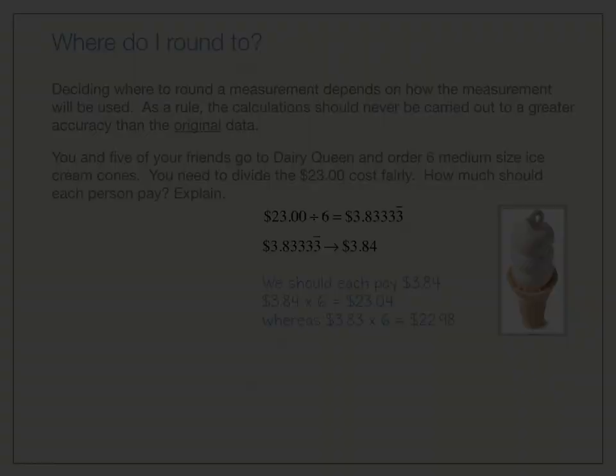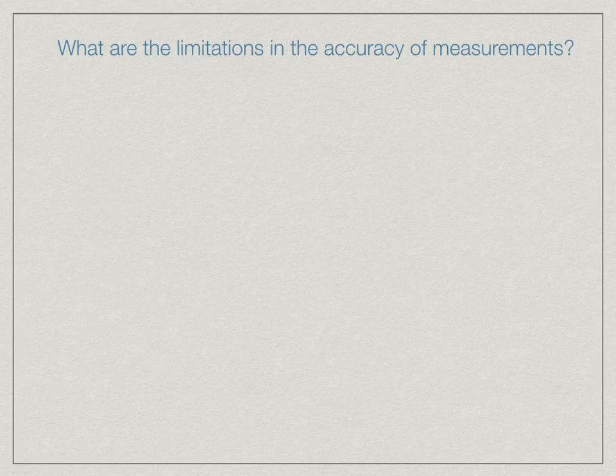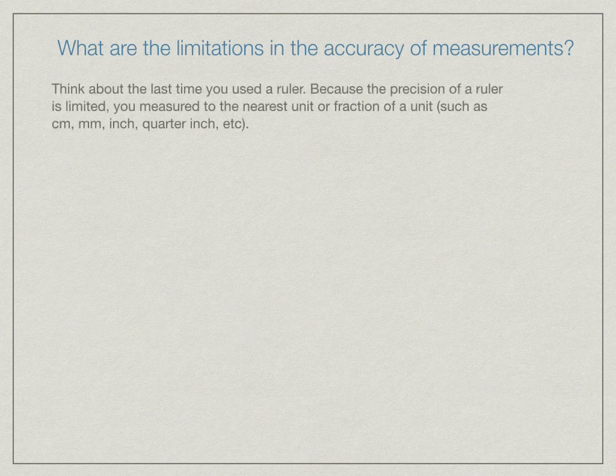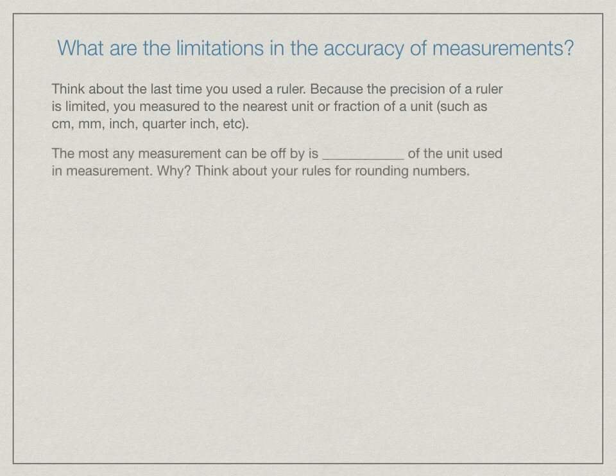So speaking of rounding, what are the limitations in the accuracy of measurements? Think about the last time that you may have used a ruler. Because the precision of a ruler is limited, you measure to the nearest inch or fraction of an inch. You might have used centimeters or millimeters, or you might have measured to the nearest quarter inch or eighth inch or something like that. The most that any measurement can be off by is half of the unit used in measurement. And this has to do with rounding numbers and rounding conventions.